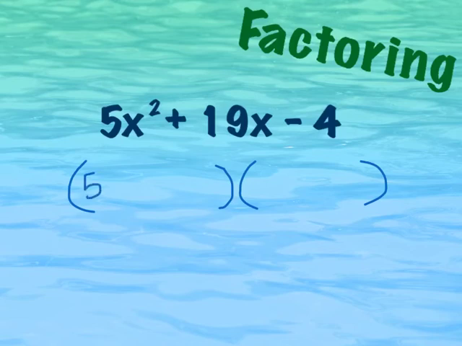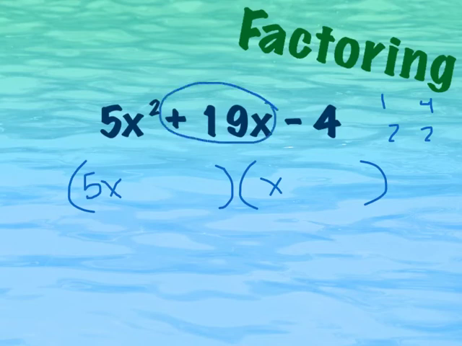For 5x squared, the only way I can get 5x squared is if I have 5x and x. For negative 4, I can have 1 and 4 or 2 and 2. Those are my factors that multiply together to be negative 4. We're going to have one positive and one negative answer. Because my middle number is a positive, I will want my largest product to be positive.